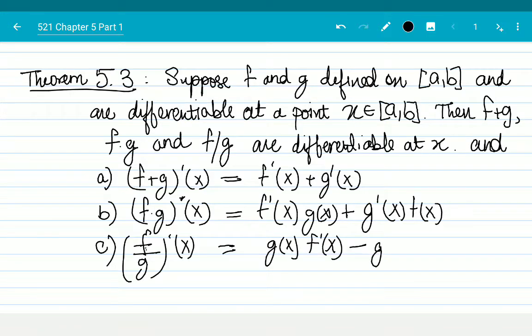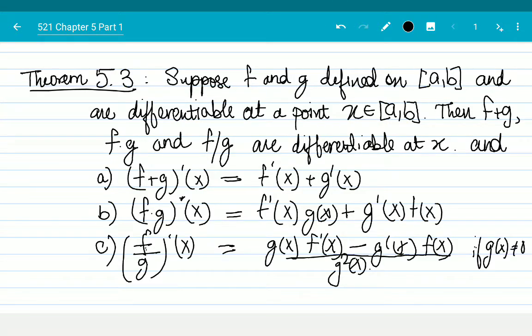Minus g prime of x f of x over g squared of x, okay, if g of x is not equal to 0.